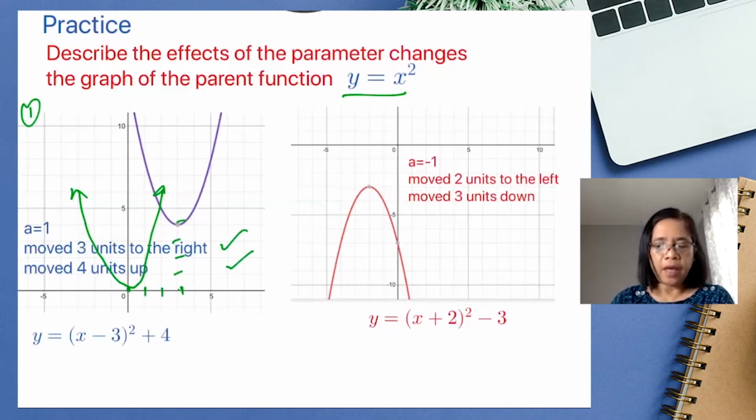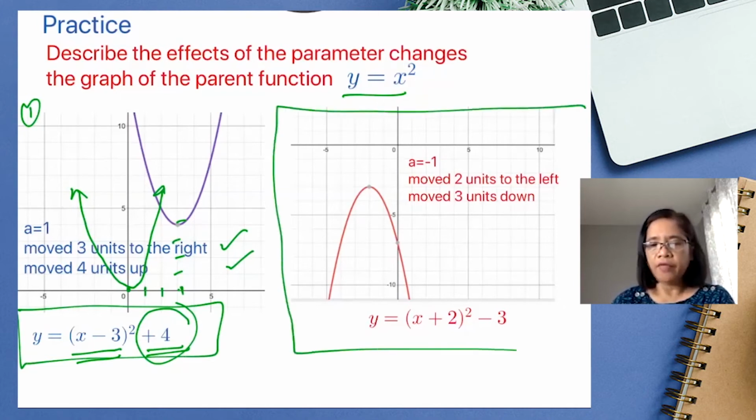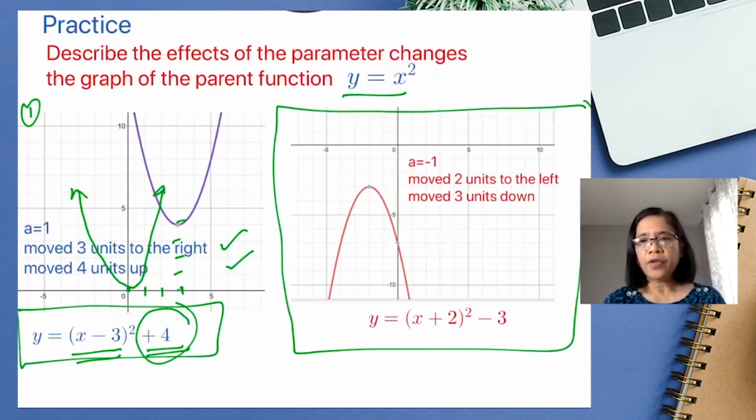Again, the vertical shift is denoted by plus 4, and the movement to the right is actually an x minus h, which is x minus 3. So if we write the equation of the parabola, it's y equals the quantity x minus 3 squared plus 4. Then I give the second parabola here for you to analyze for your practice.